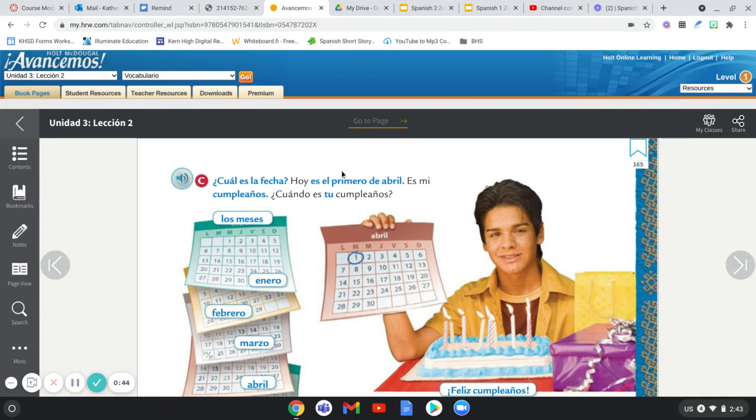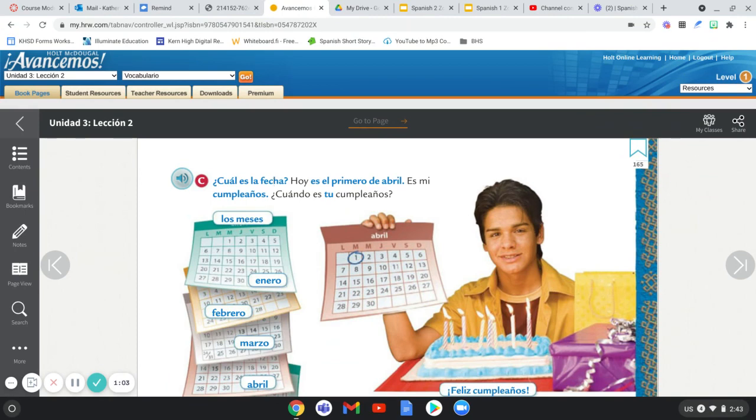First, we have a couple of questions in blue up at the top. So it's still Rodrigo, still him talking about his family and birthdays, in this case his birthday that's coming up in April, that he's holding up in the calendar. He asks, ¿Cuál es la fecha? That's your first question right up here. That literally just asks, what is the date?